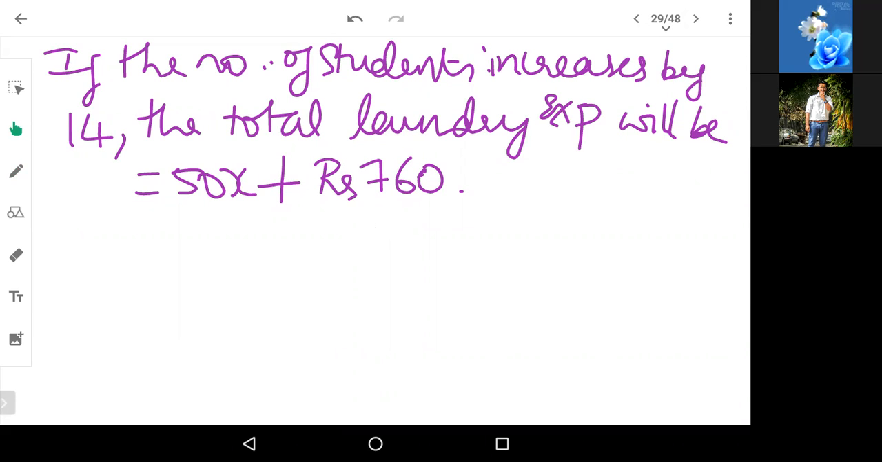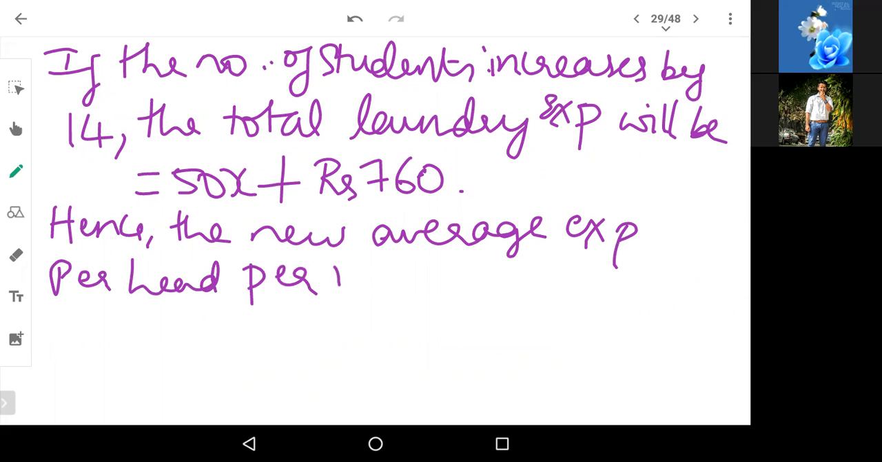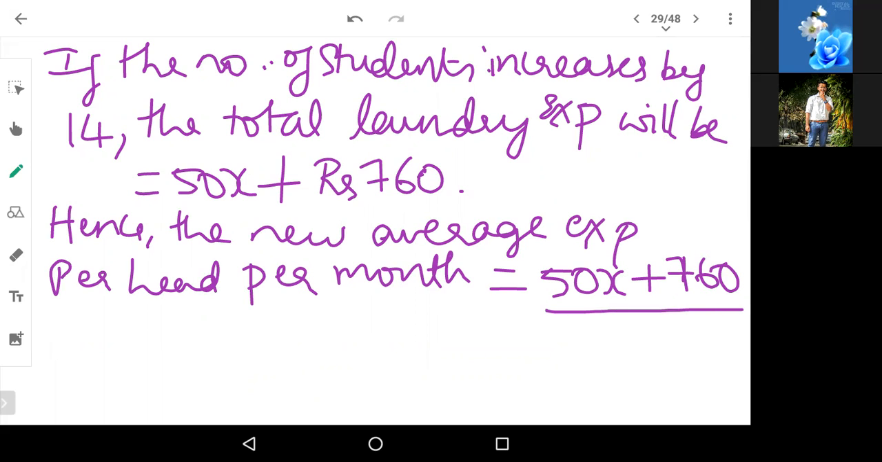Okay. Then hence the new average expenses per head, meaning per student per month, will be, what is the new cost? New cost is 50x plus 760. This is the new cost divided by the new number of students, 64. How did I get 64? 50 plus 14. That will give me 64 people.